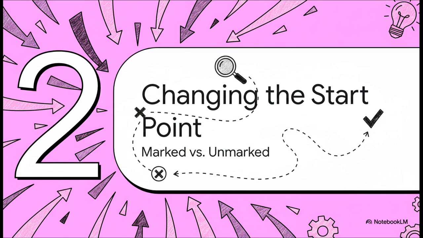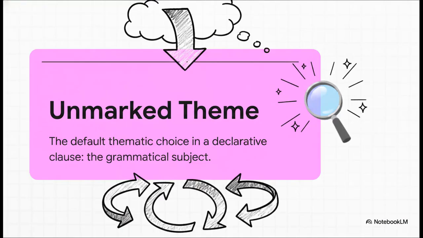The real magic isn't just spotting the theme and rheme, it's understanding what happens when a writer intentionally decides to change that starting point. You know, in English, we kind of have a default setting. We expect the subject of the sentence to come first. This is what linguists call an unmarked theme. It's the normal, predictable structure we see all the time. And because it's so common, it doesn't really draw any attention to itself.